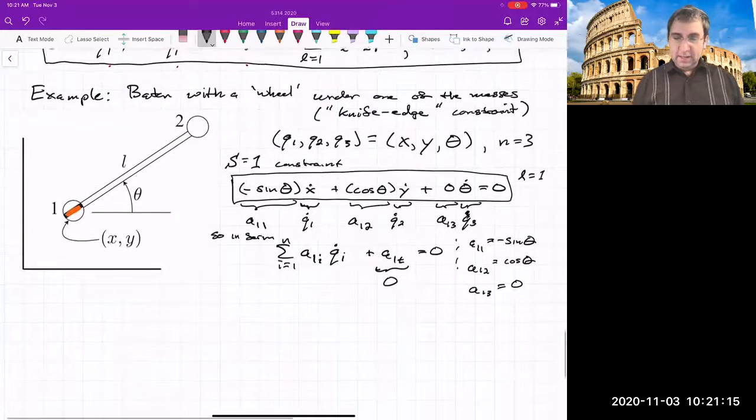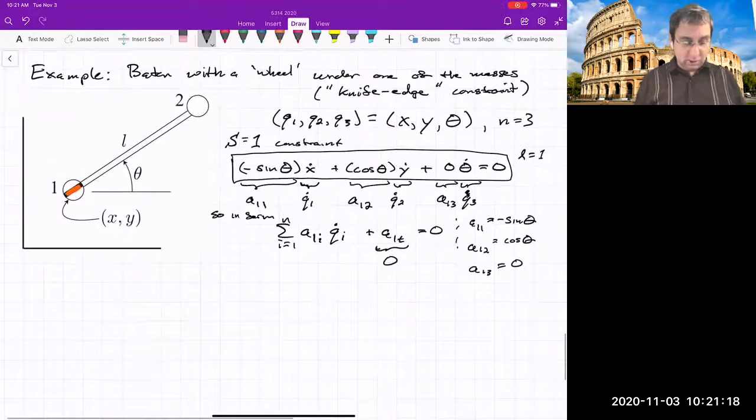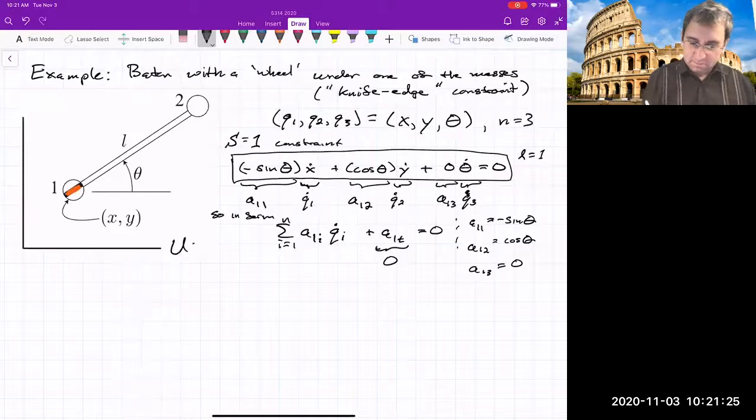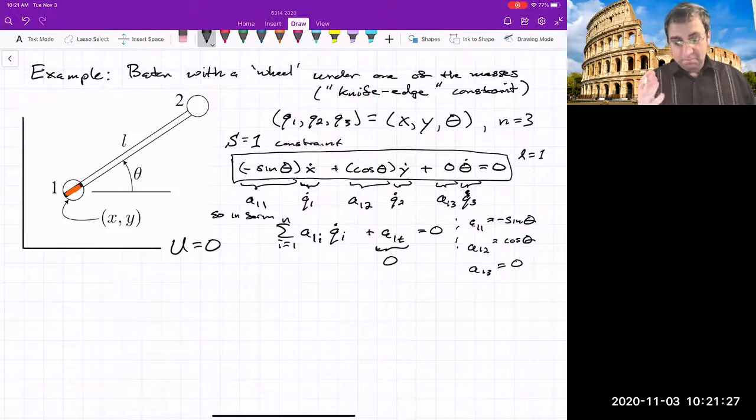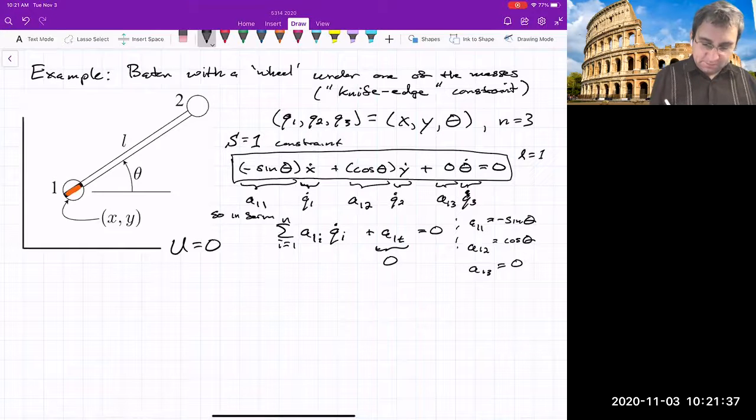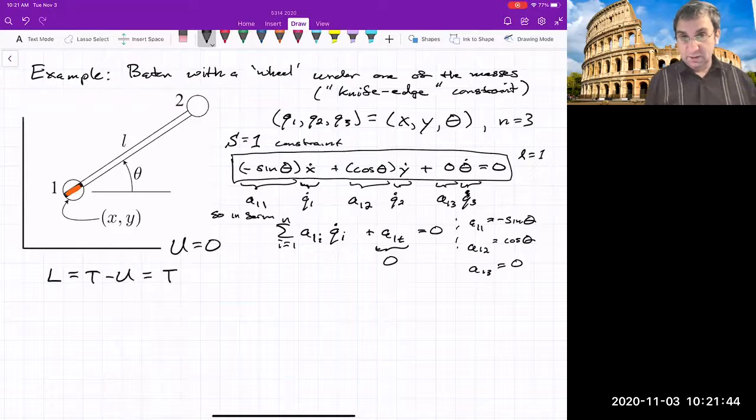If we were to simulate or write the equations of motion for this system, this is all happening in the plane. So potential energy is 0. There are no applied forces, in fact. All there is is kinetic energy. So the Lagrangian is the kinetic energy minus the potential energy. Potential energy is 0, so this is just kinetic energy. What is the kinetic energy here? And this could be tricky.